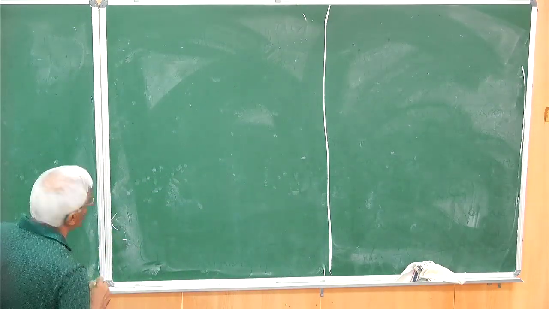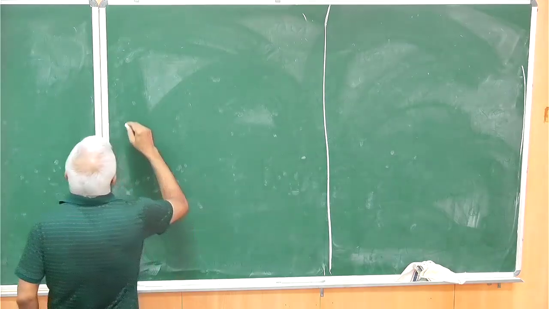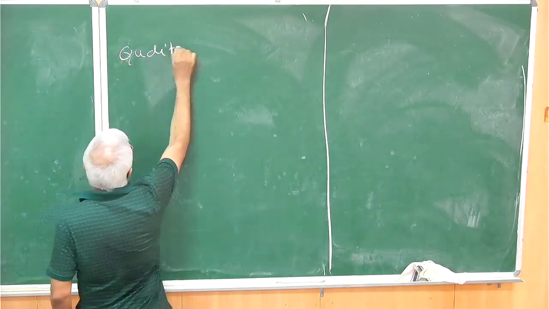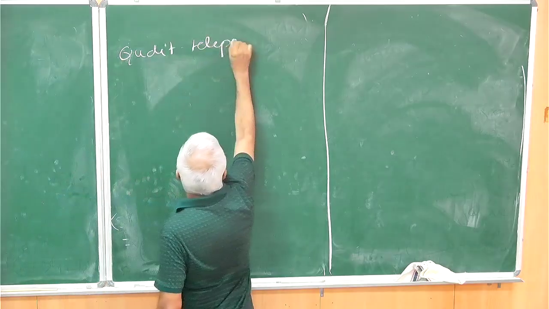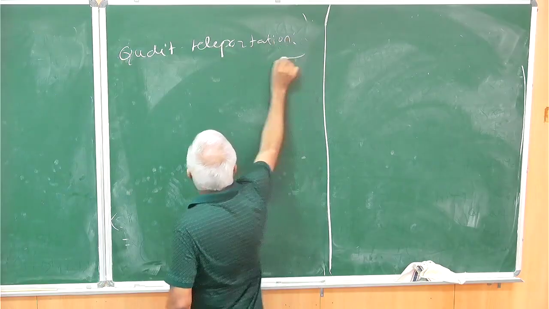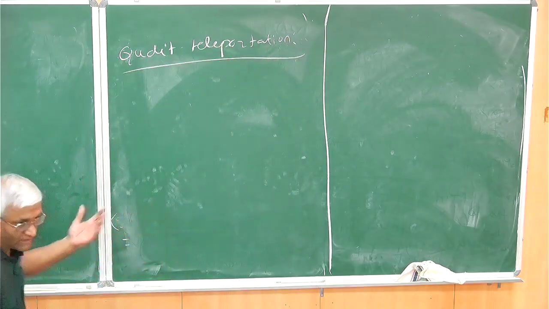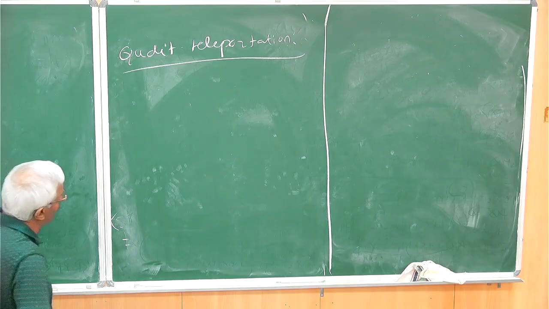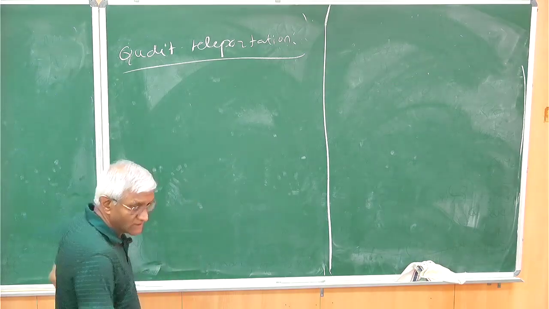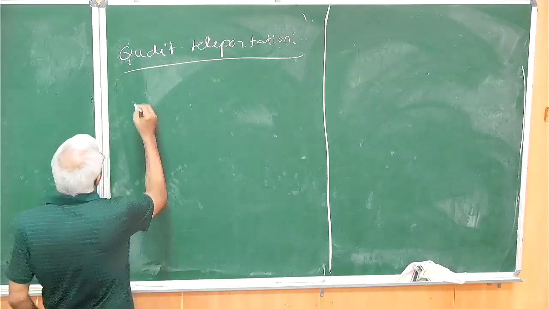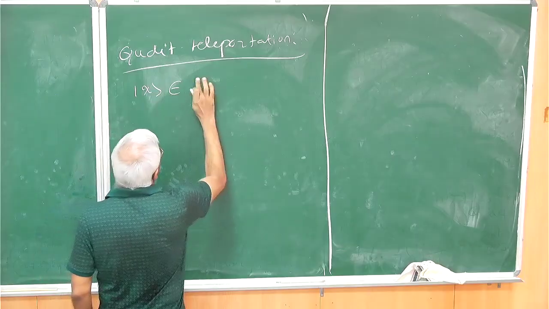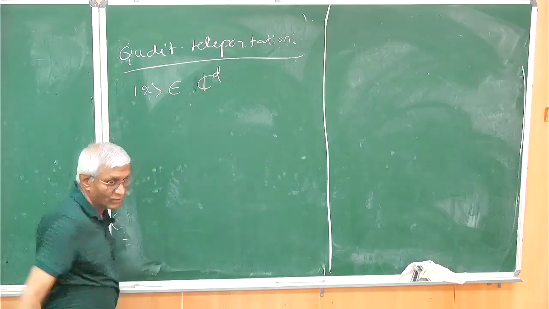So let's discuss more about teleportation, and we can generalize that to qubit teleportation. We talked about how to send a qubit. You can send a qubit also. The idea is the same, and there are many versions to this. What we do is we have a vector in C^d. This is what a qubit is.